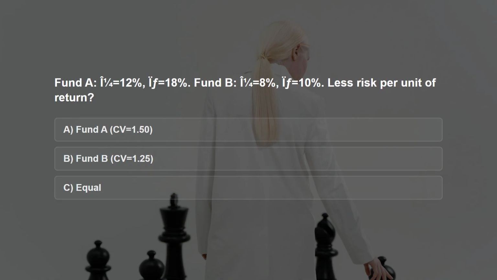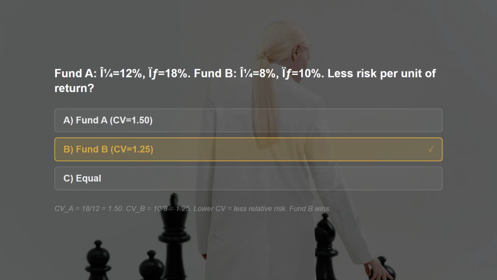Fund A's CV is 18 divided by 12, which is 1.50. Fund B's CV is 10 divided by 8, which is 1.25. Fund B has a lower CV, meaning less risk per unit of return. The correct answer is B.